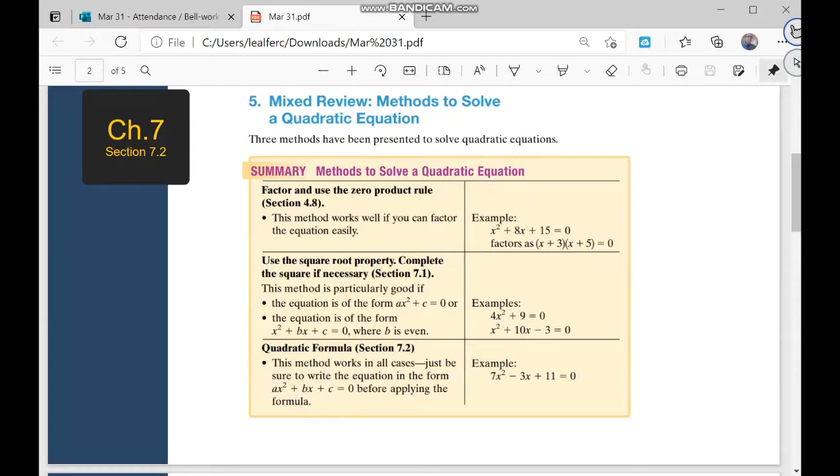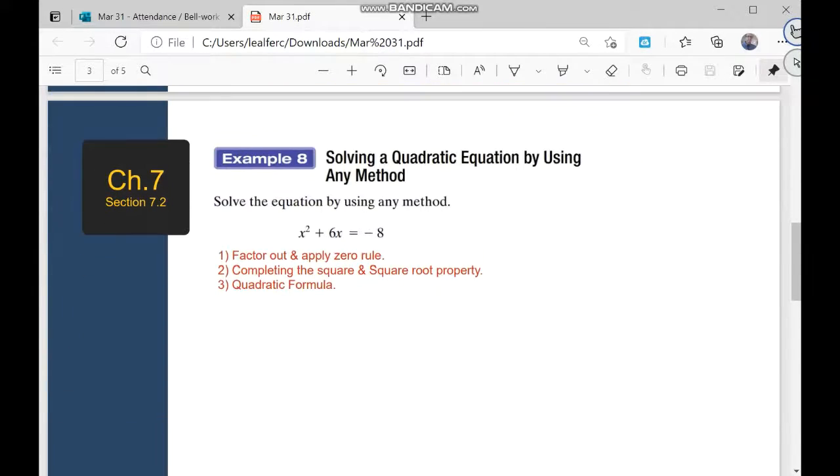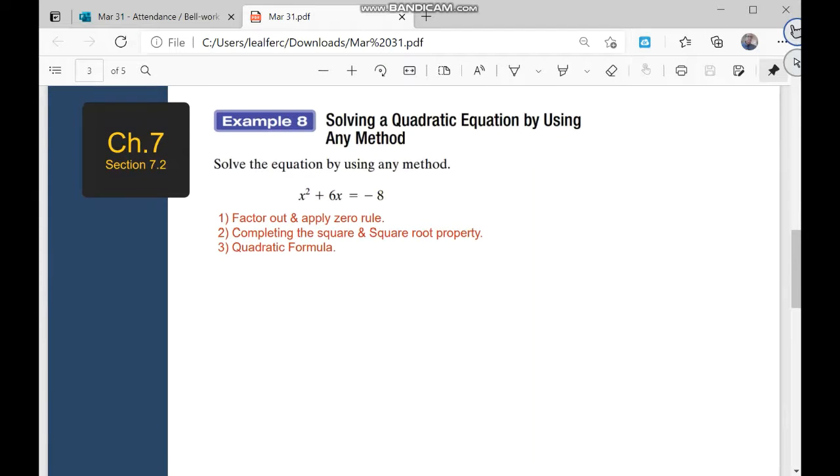Let me show an example, and I will ask your suggestion. We have the equation x squared plus 6x equals negative 8, and you have to tell me, do you want me to solve it using the first method, factor out and apply the zero product rule, or do you want me to use the second method, completing the square and then the square root property, or do you want me to solve using the third method, the quadratic formula? Tell me which one you prefer. Which one do you select?